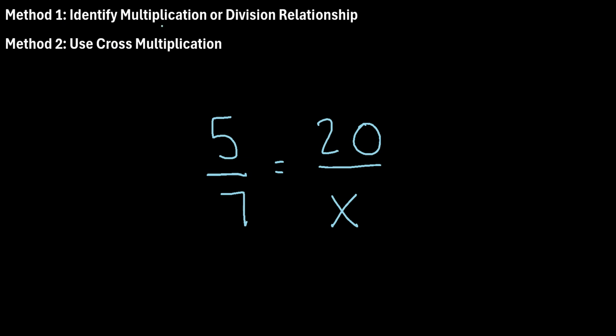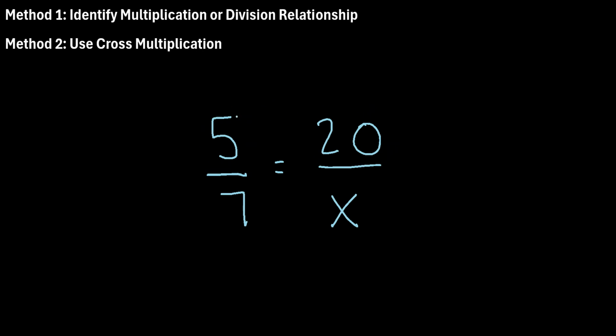The first is identify a multiplication or a division relationship, and the second method is use cross multiplication. So when I'm working on these types of problems, I always start with the first method. I try to see if there's a multiplication or a division relationship. So what I mean by that is when we have 2 values that are both in the numerator or 2 values both in the denominator, we want to ask ourselves, is it possible to take one value and either multiply it or divide it by some value to get this other value?